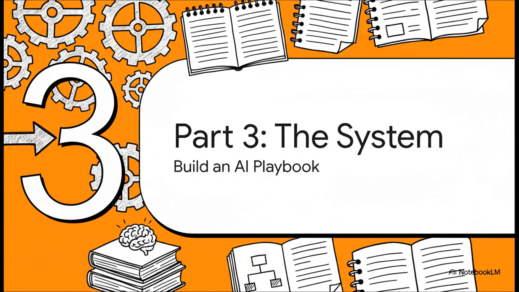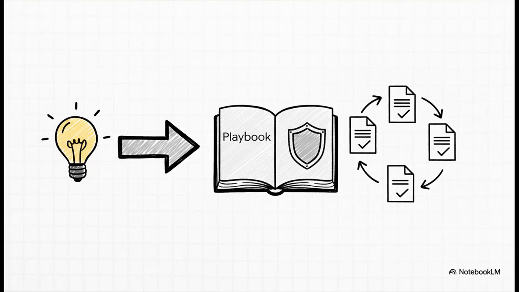Okay, on to our final pillar, part 3. We've crafted a killer input and we've verified the output. Now, how do we make this whole thing repeatable so we're not starting from scratch every single time? Well, you build an AI playbook. Look, the whole point of a playbook is to move from these one-off successes to a documented, scalable workflow. It's the place you store your best prompts and your safety procedures so that you, or honestly anyone on your team, can get consistent, high-quality results safely, every single time.